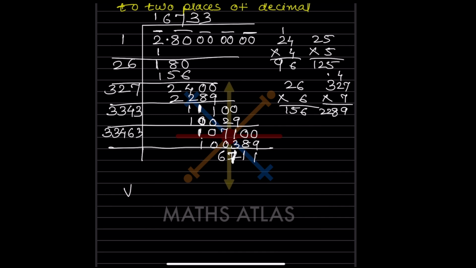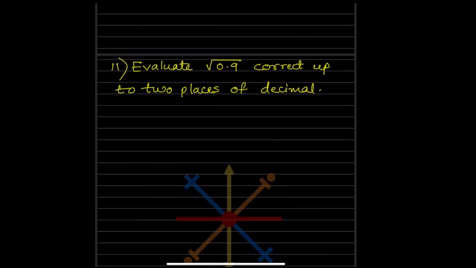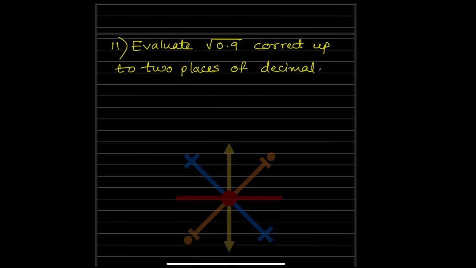So root of 2.8 will be, now how many decimals? This one 1, 2, 3, 4, 5, 6, 7, 8. Means we have to make half of that. So from here, and then it should be 1.6733. So 1.6733. So when we round it to two decimals, that should be 1.67. Now evaluate 0.9 up to 2 decimals. So 0.9, again we are going to put here.